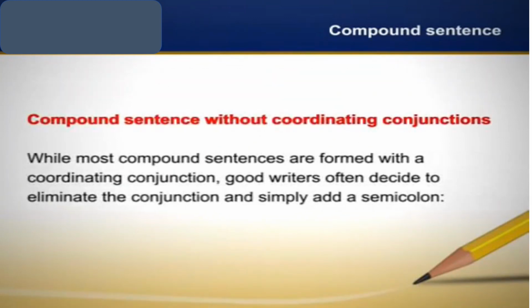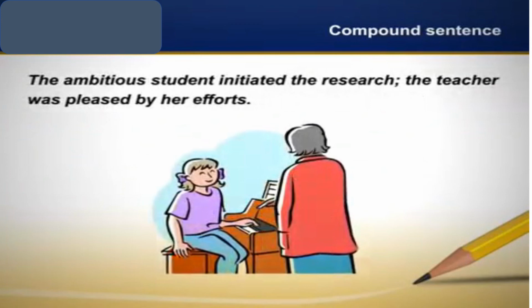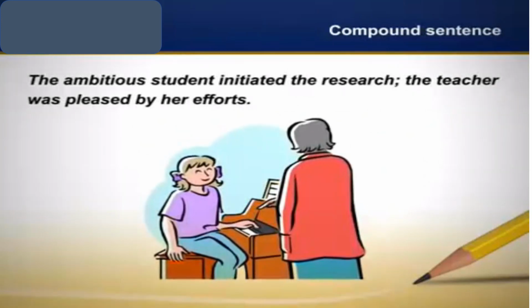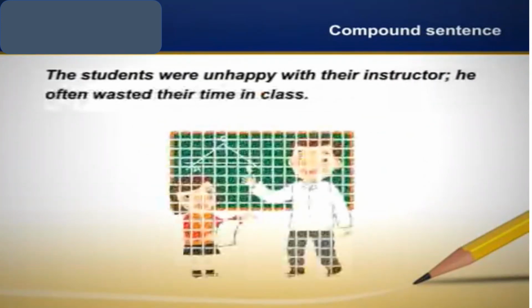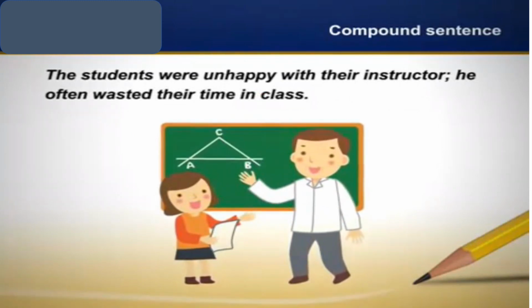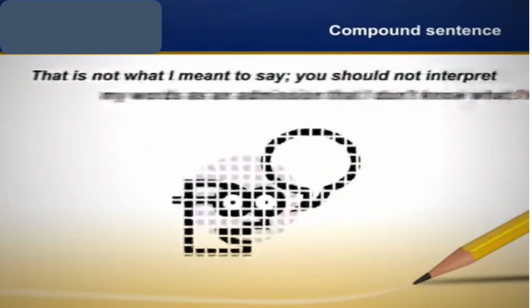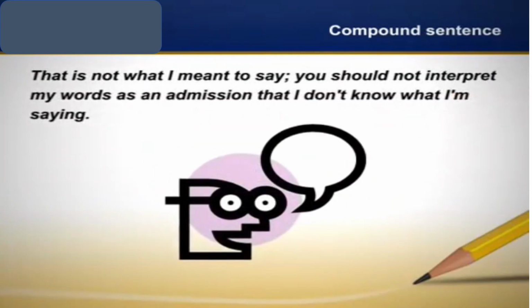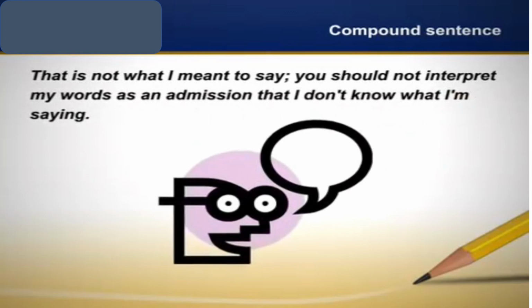Compound sentences without coordinating conjunctions. While most compound sentences are formed with a coordinating conjunction, good writers often decide to eliminate the conjunction and simply add a semicolon. The ambitious student initiated the research; the teacher was pleased by her efforts. The students were unhappy with their instructor; he often wasted their time in class. That is not what I meant to say; you should not interpret my words as an admission that I don't know what I'm saying.